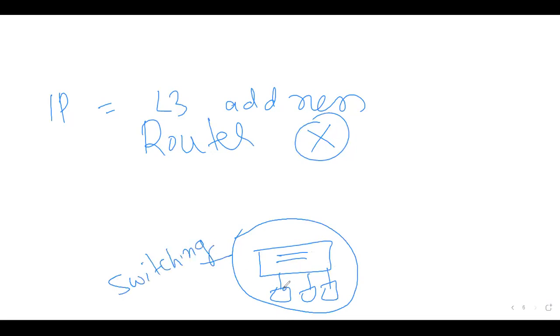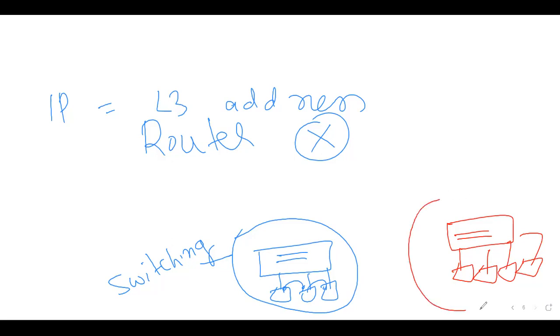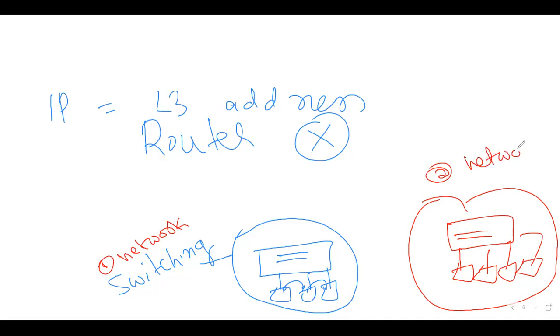Switching: sending data from one computer to another computer. And I have another network, another switch. The switch from Cisco, Aruba, HP, Extreme, Avaya, it could be anything. I have a few computers, which is another switching, or we can call it a network. This is my first network, and this is my second network, or we can call it switching.